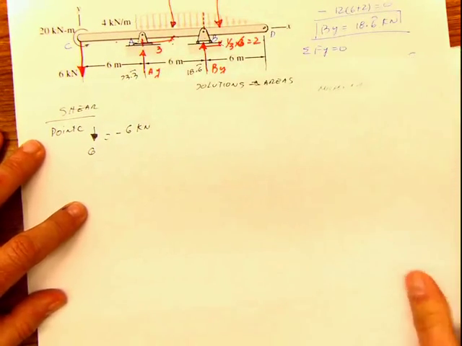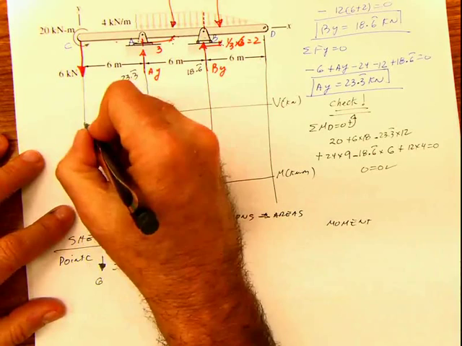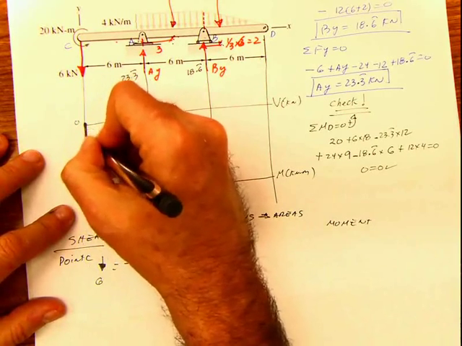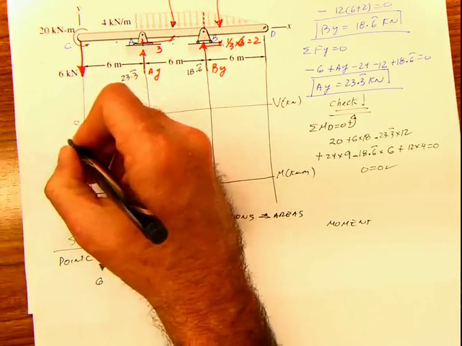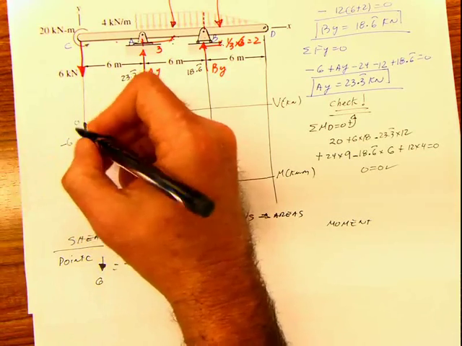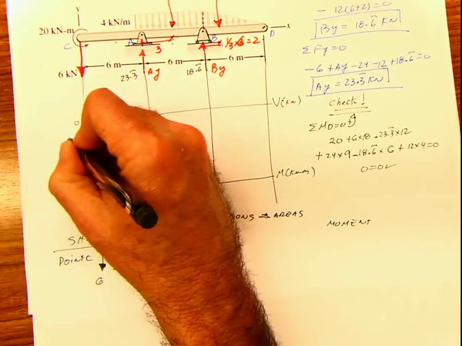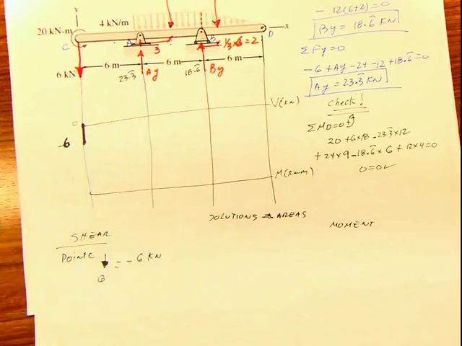Then I go to my diagram. This is my 0, right? It's going to jump down up to negative 6 here. Good.